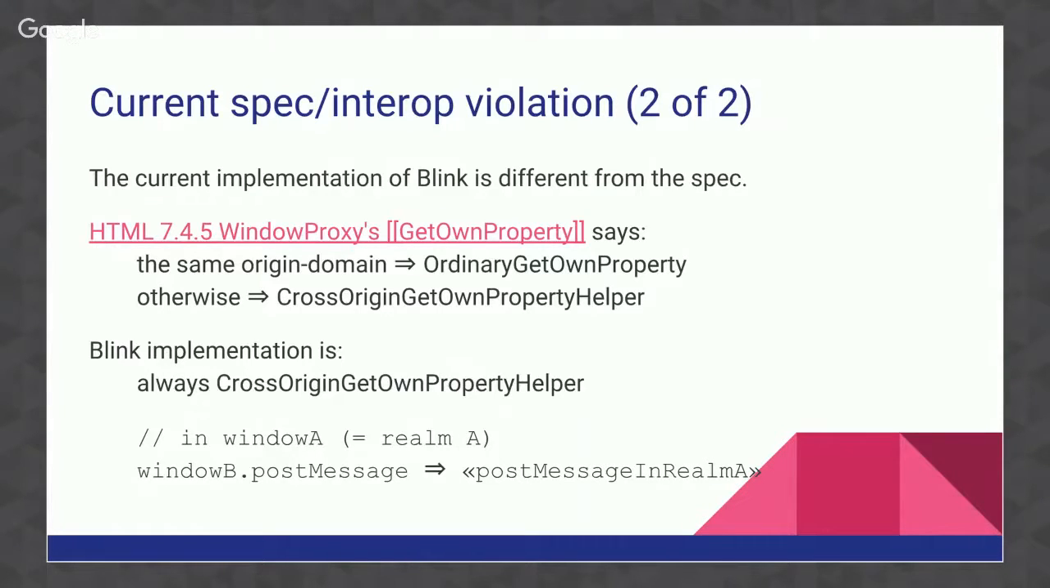However, you get a function created in realm A. You are accessing realm A. So this is a magic called the cross-origin GetOwnProperty helper. And HTML says this magic only works if it's cross-origin. If it's the same origin domain, this magic shouldn't work at all. However, Blink is currently applying this magic always, regardless of whether it's same origin or cross-origin. This is the second point we need to fix.